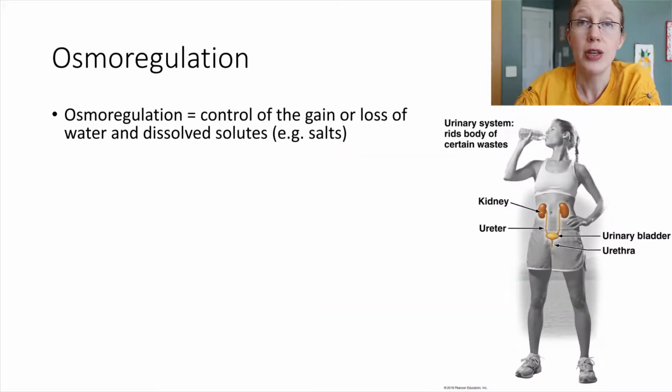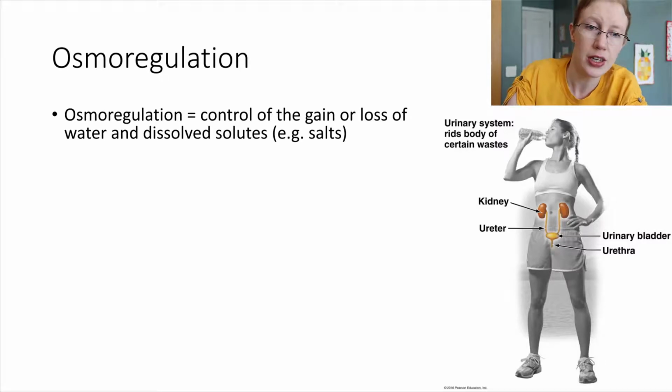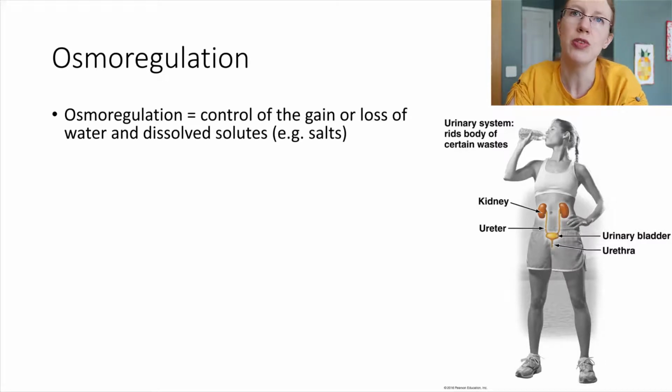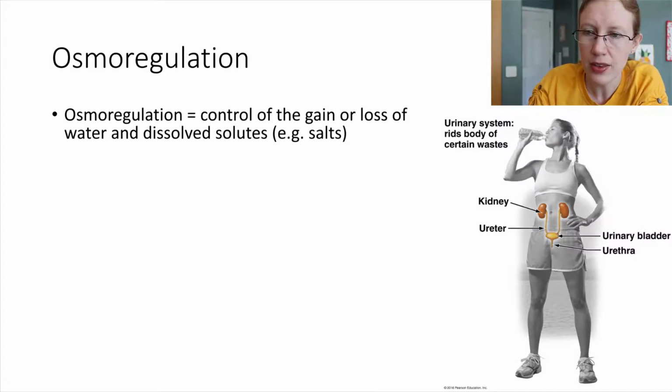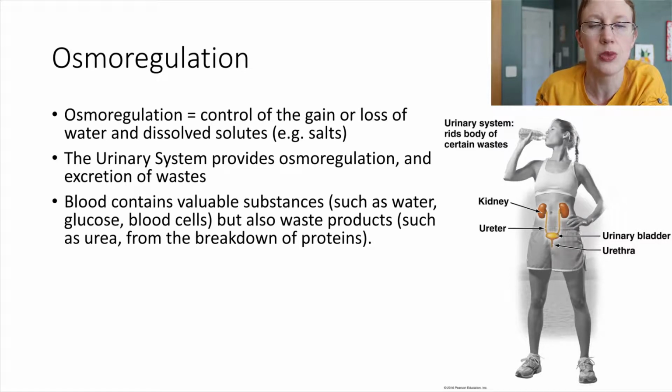The other example of homeostasis that we're going to mention here is osmoregulation. Osmoregulation refers to controlling the amount of dissolved salts and other substances that exist in the blood. So we want to keep those levels pretty constant. And the kidneys are really key in doing this job. The urinary system is responsible for providing osmoregulation.